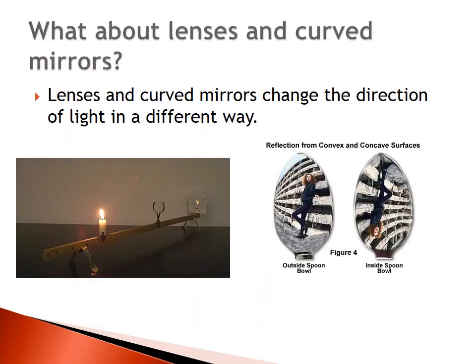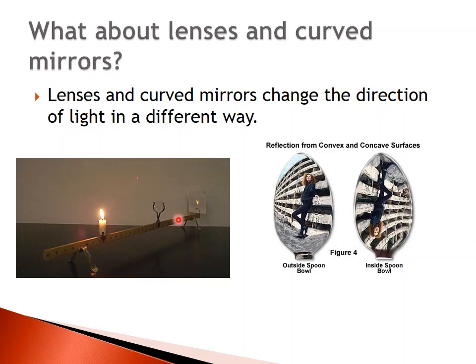What about curved mirrors or lenses, which are also curved? These are not going to just have light bounce off in the same exact angle. These are going to do different things to light. So we'll do this lab in the near future with a candle and a mirror, and you'll notice the flame's upside down, and that's kind of crazy, but you'll see that for yourself and we'll explain why.